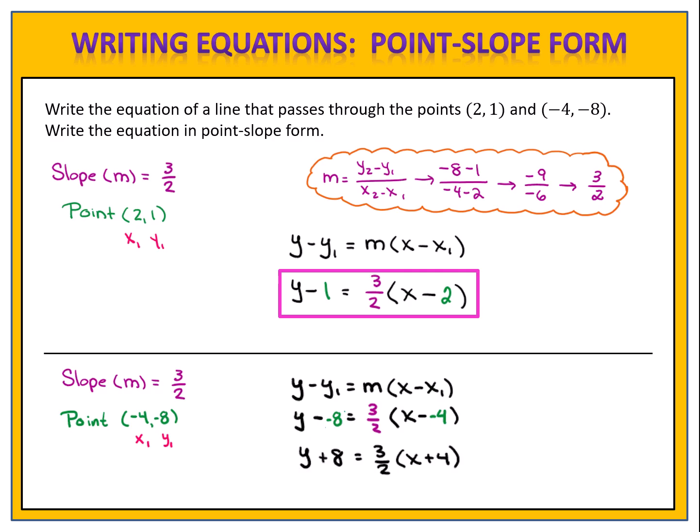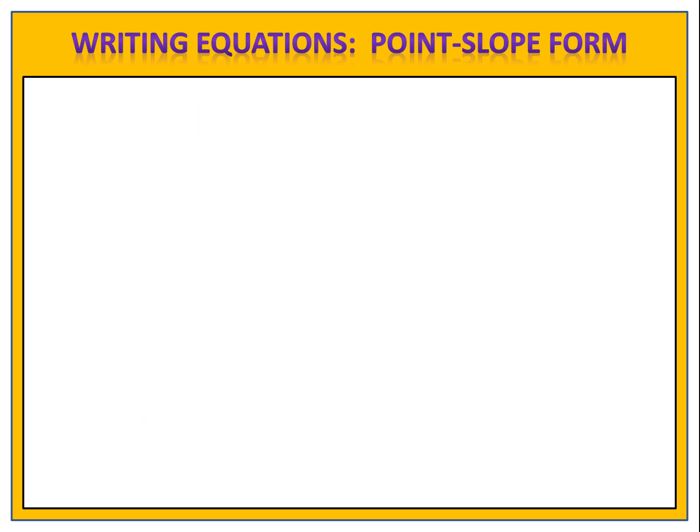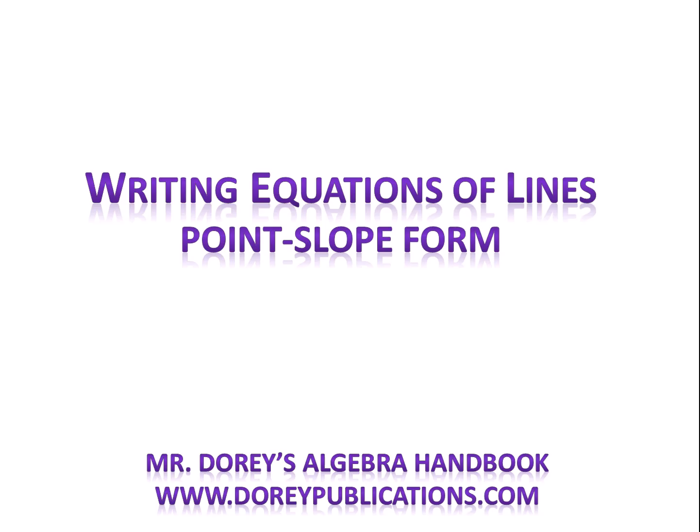y minus -8 will become y plus 8, and x minus -4 will become x plus 4. This is the equation of the line written in point-slope form, and either version of this equation is sufficient. Both of them, although they look different, are equations that represent the line passing through the 2 given points. This is everything you need to know to write equations of lines in point-slope form.